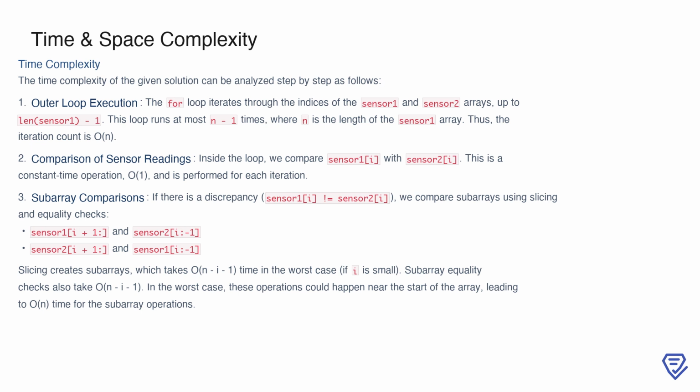However, the more significant operations occur when there is a discrepancy between the two sensor readings. In such cases, we compare subarrays using slicing and equality checks. These operations involve creating subarrays like sensor1[i+1:] and sensor2[:i-1], which take O(n - i - 1) time in the worst case for slicing, and an additional O(n - i - 1) for comparing the subarrays. If the discrepancy occurs early in the array, these operations could extend to the full length of the remaining subarray, leading to O(n) complexity for the subarray operations. This gives us a deeper understanding of how the different steps of the algorithm contribute to the overall time complexity.